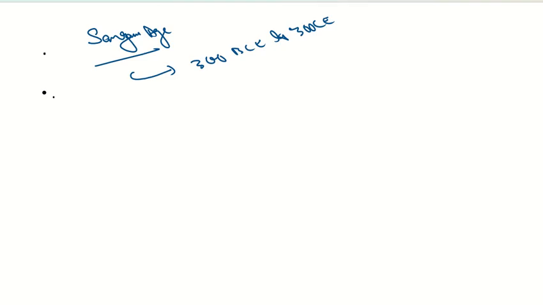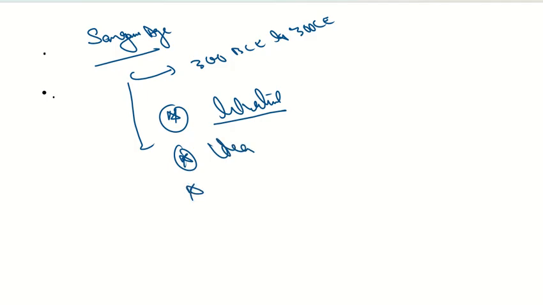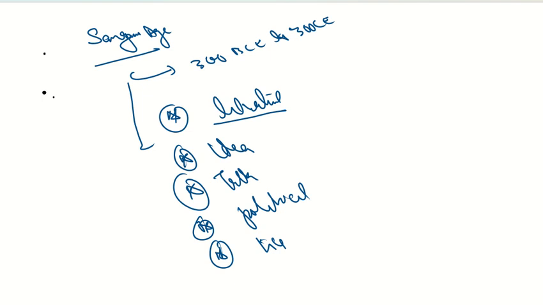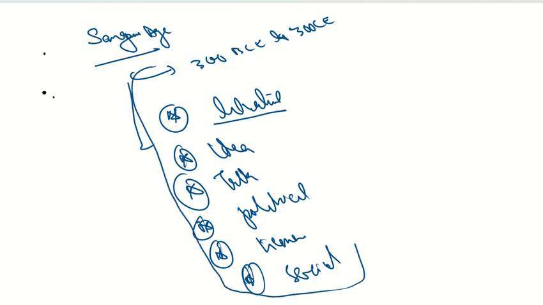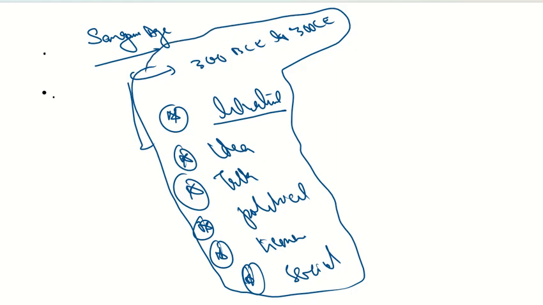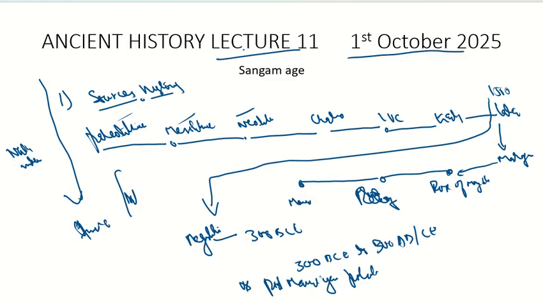So here, we will first try to understand what is the literature from where we get this Sangam age, what is the idea behind that, what does it talk about, what are the political systems there, what is the economy, and finally we will discuss the social life. These are the important points we have to look into for the Sangam age. Then our Sangam age is very much clear and sorted. So let us start with the first part, the literary sources of the Sangam age.